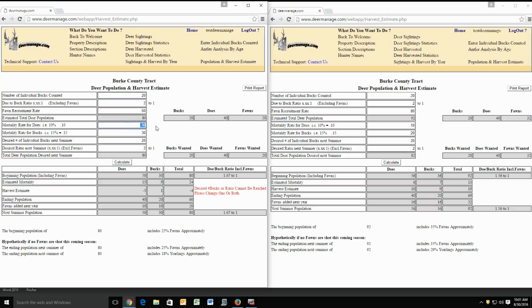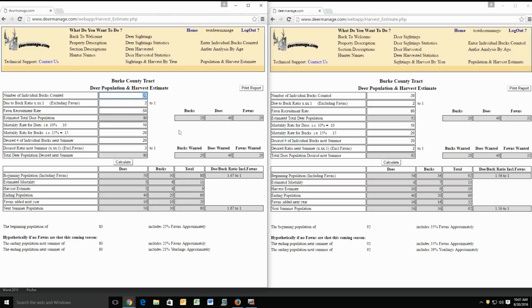Now on this property, I'm going to have a 10% mortality rate for does, estimate a 20% mortality rate for bucks, and I'm saying I'm happy with our deer population on this property, so we'd like to again next summer have approximately 20 different bucks, 2:1 doe to buck ratio, and that gives me an estimated deer population of 80 deer on this property.